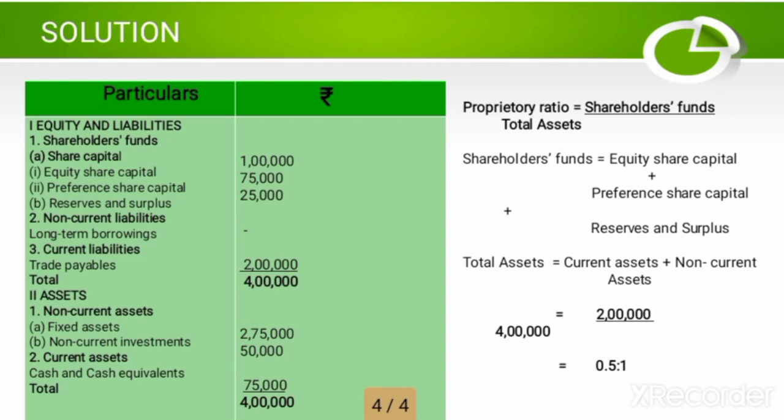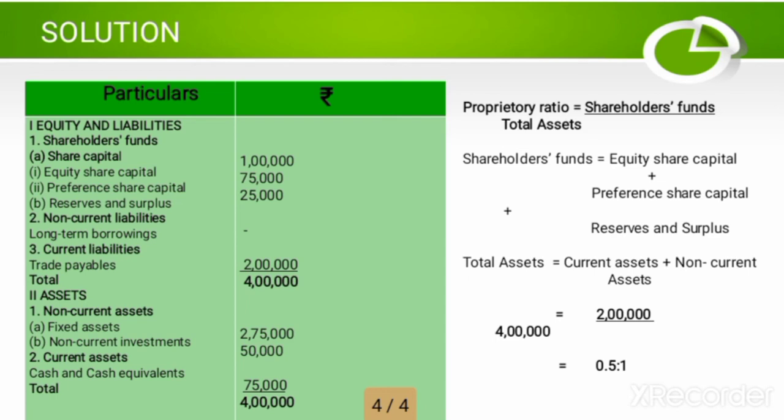So shareholders' funds include equity share capital plus preference share capital plus reserves and surplus. So calculate the shareholders' funds now. Equity share capital 1 lakh plus preference share capital 75,000 plus reserves and surplus 25,000. So the total is 2 lakhs. So shareholders' funds is 2 lakhs divided by total assets.